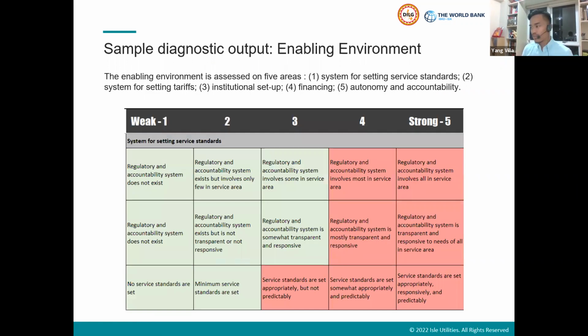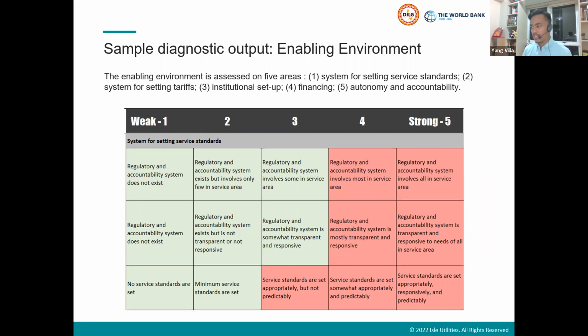Now I want to jump over to the enabling environment assessment. The enabling environment is assessed on 5 areas. Number 1, system for setting service standards. Number 2, system for setting tariffs. Number 3, institutional setup. 4 is financing. And 5 is autonomy and accountability.